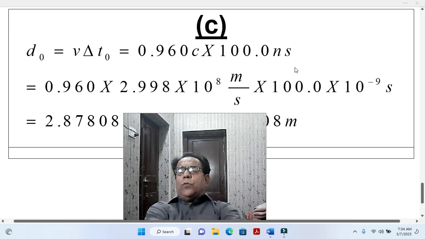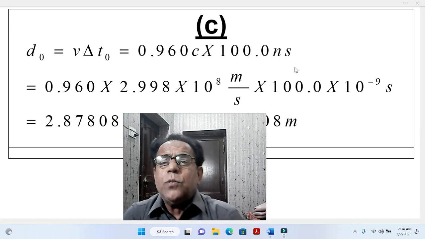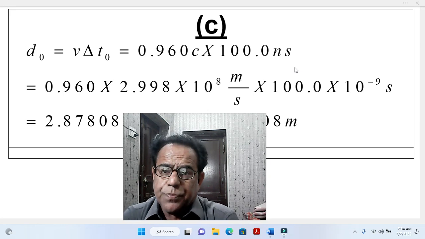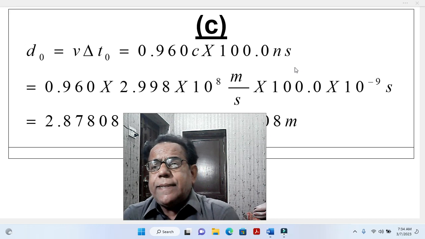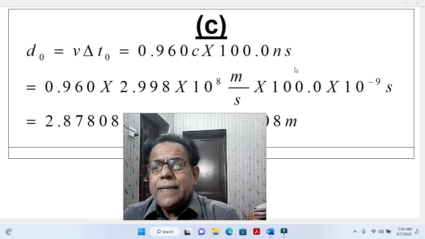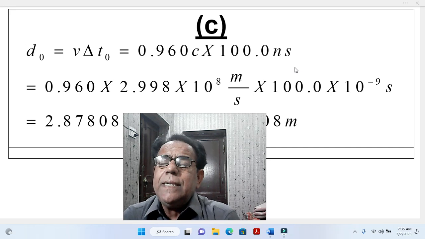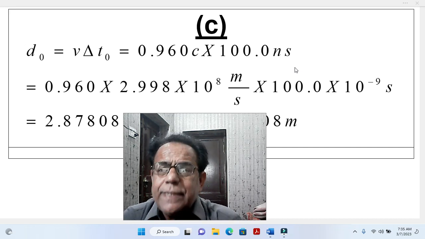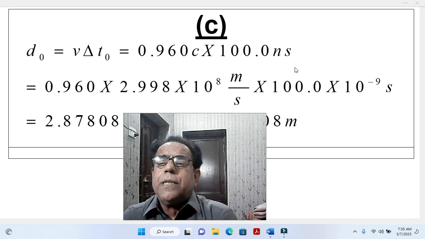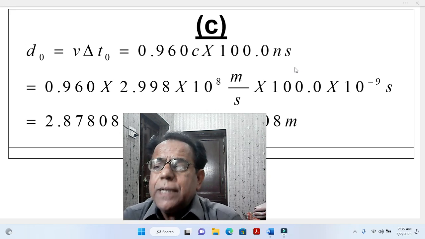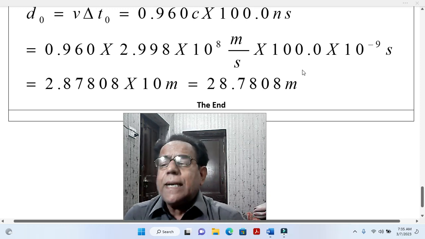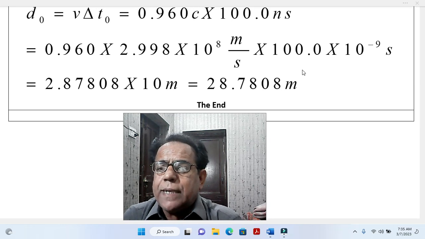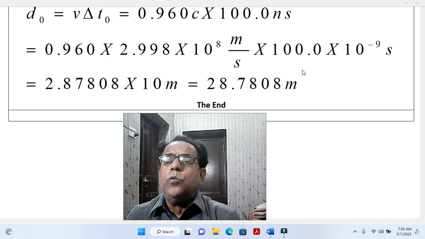Now we come towards part C. D naught is equal to V delta T naught. V is given in the statement, 0.960 C, and delta T naught is also given in the statement, 100 nanosecond. Both are given in the statement. So 0.960 into 2.998 into 10 raised to the power 8 meter per second into 100 into 10 to the power minus 9 second. In the next step we are going to simplify this expression. Second in the numerator will be cancelled out with the second in the denominator and we will be left with the unit only meter.